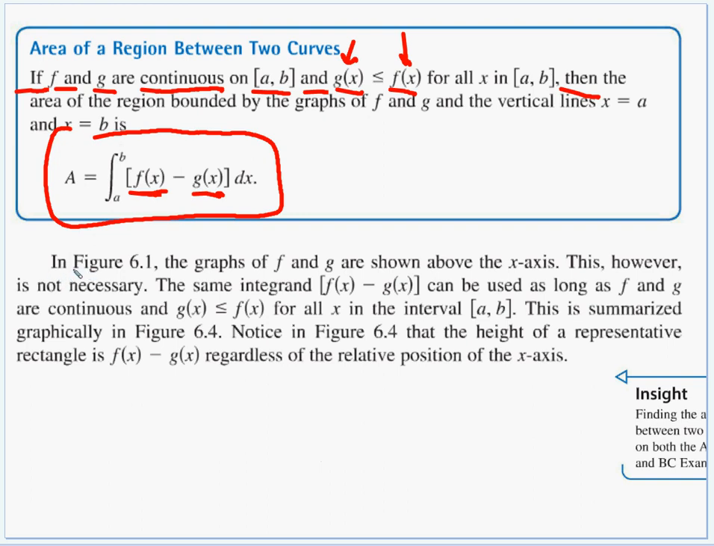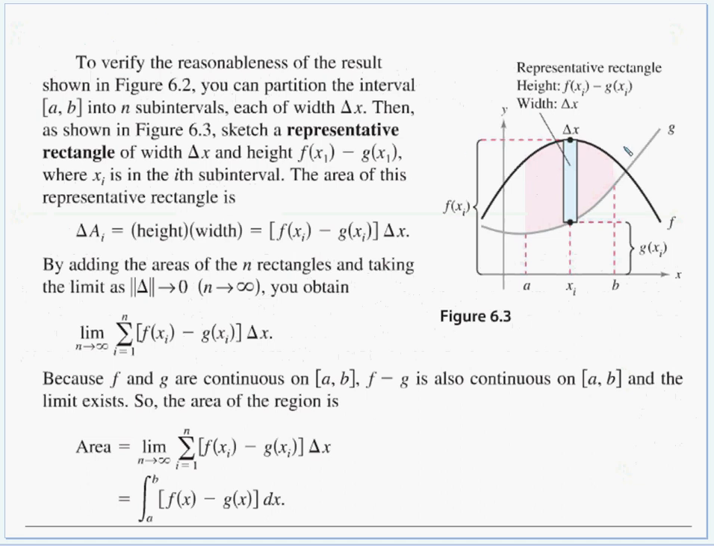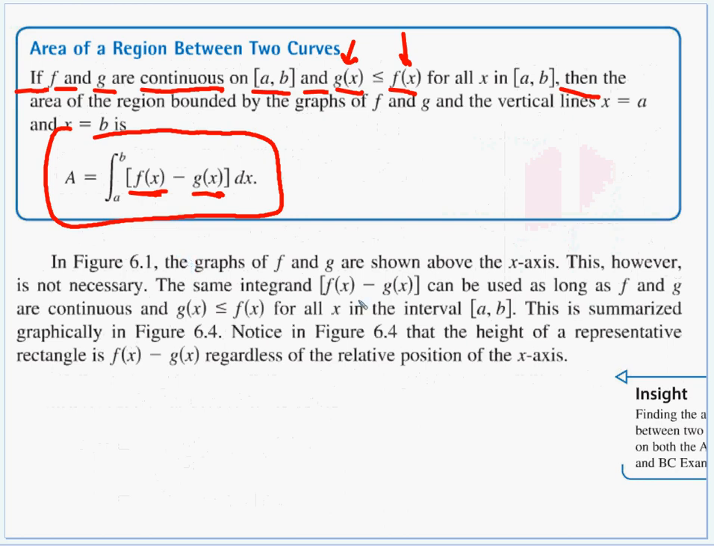It says here in Figure 6.1, the graphs of f and g are shown to be above the x-axis. That's back here. f and g are both completely above the x-axis. Does that always have to be the case? However, it's not necessary. The same integrand, f of x minus g of x, can be used as long as both functions, f and g, are continuous and g is underneath f for all x's in that interval. This is summarized graphically in 6.4. Notice in 6.4 the height of the representative rectangle is f of x minus g of x, regardless of the relative position of the x-axis.